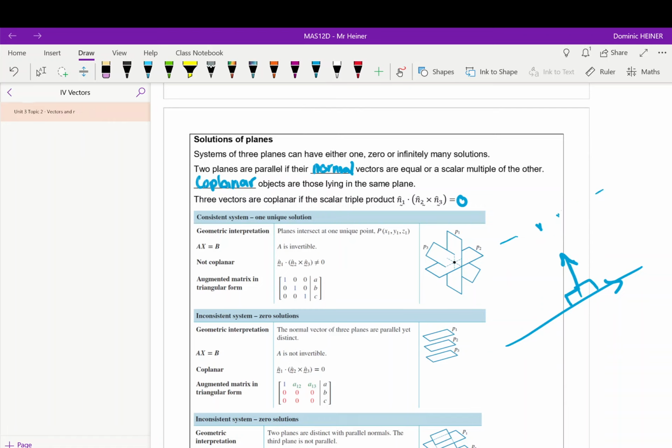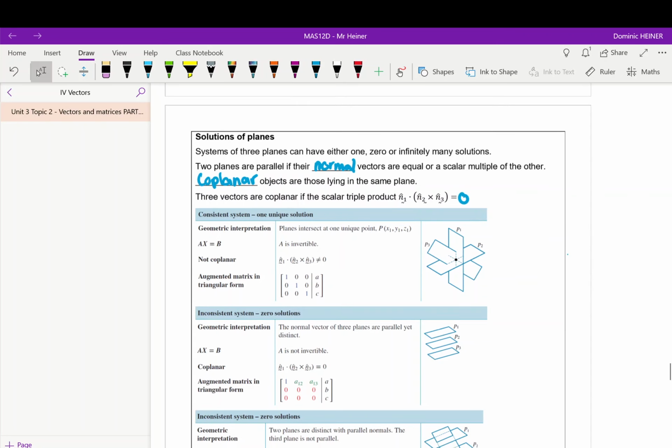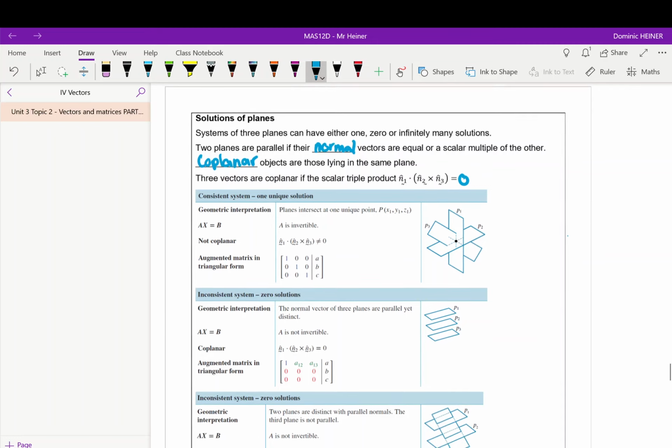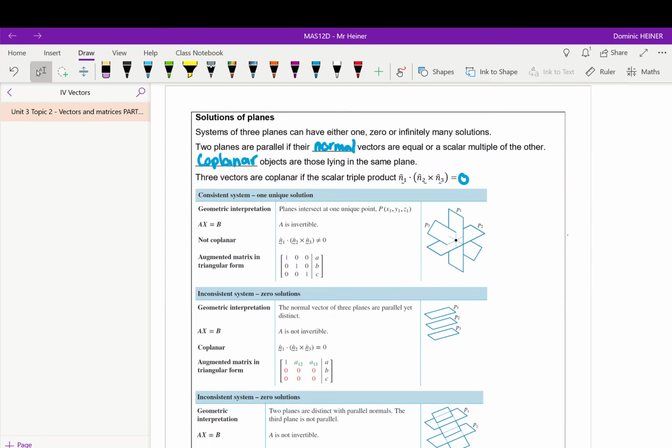So let's look at all of the cases. First, a consistent system with one unique solution. Three planes can intersect at a single point, so they only share one point in the middle there. Looking at their matrices, that means A is invertible, and the scalar triple product does not equal 0. And then the augmented matrix in triangular form, we see we have a distinct solution for a, b, and c.